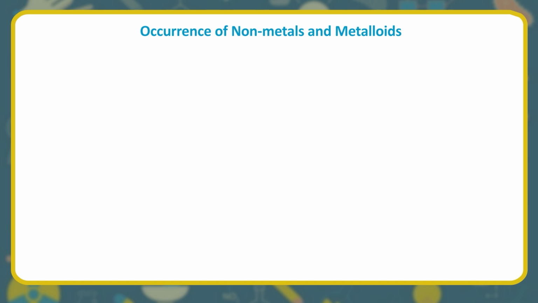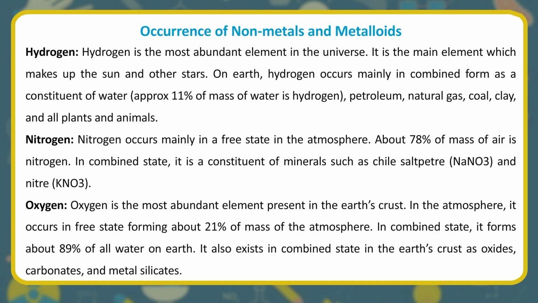Occurrence of non-metals and metalloids. Hydrogen. Hydrogen is the most abundant element in the universe. It is the main element which makes up the sun and other stars. On Earth, hydrogen occurs mainly in combined form as a constituent of water. Approximately 11% of mass of water is hydrogen. It is also found in petroleum, natural gas, coal, clay, and all plants and animals.